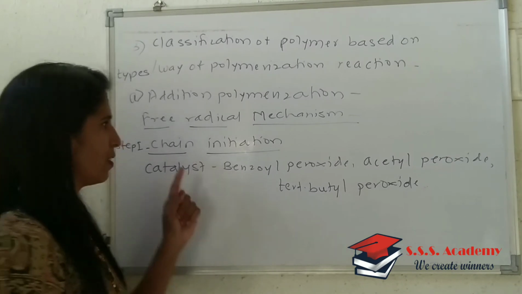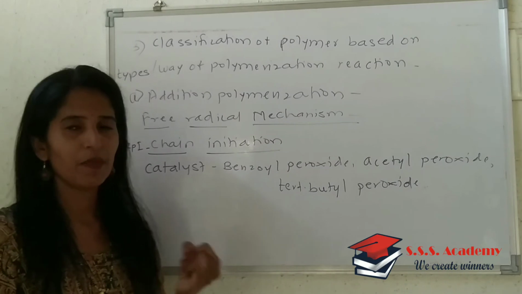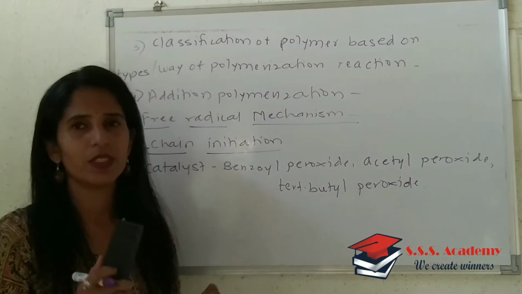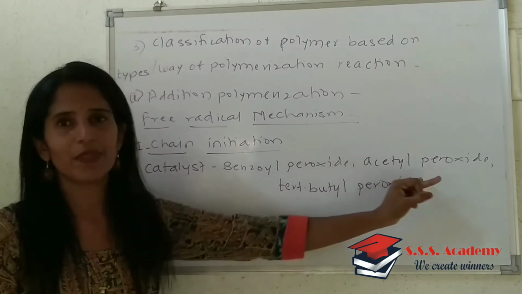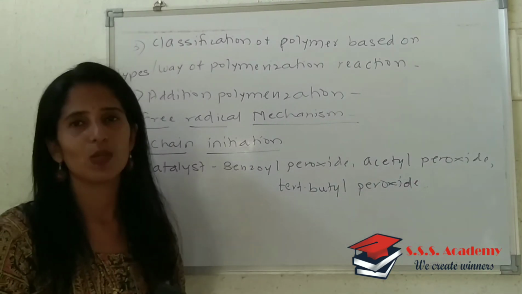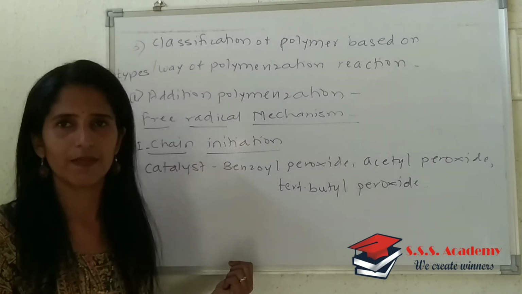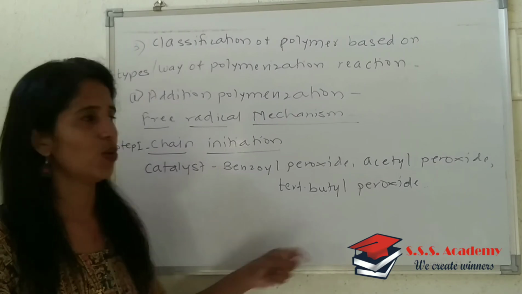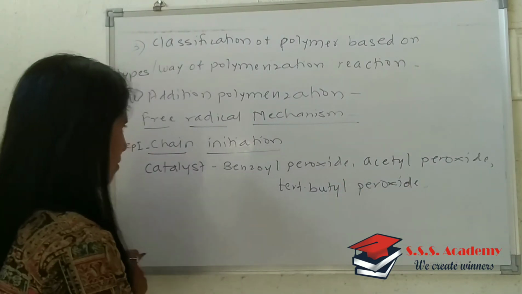We will revise it. In the first point, write step 1, chain initiation. In that, write that it requires a catalyst. Second point, catalysts commonly used are benzoyl peroxide, acetyl peroxide or tertiary butyl peroxide. Third point, it results in formation of a free radical. I will explain this to you with the help of acetyl peroxide as an example. So let's start with this.